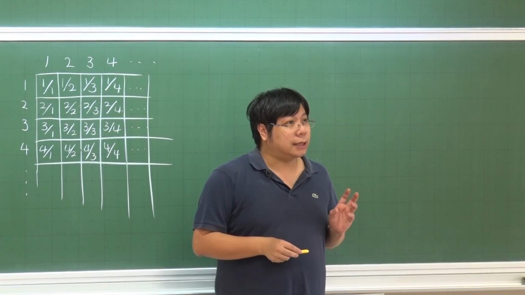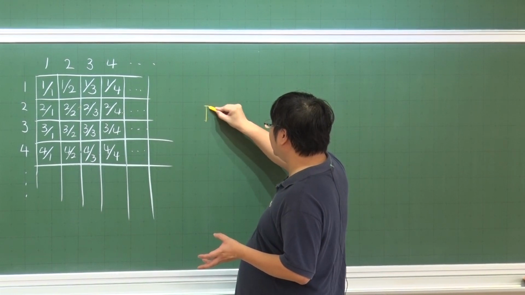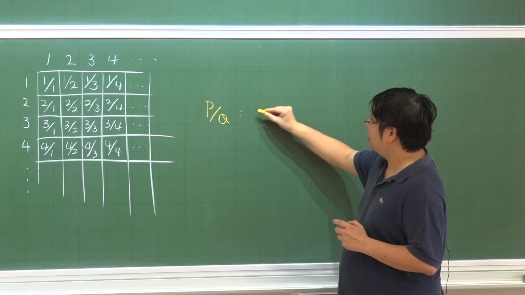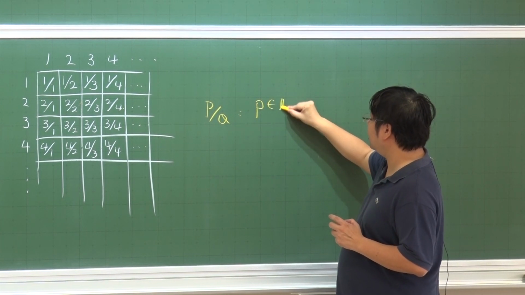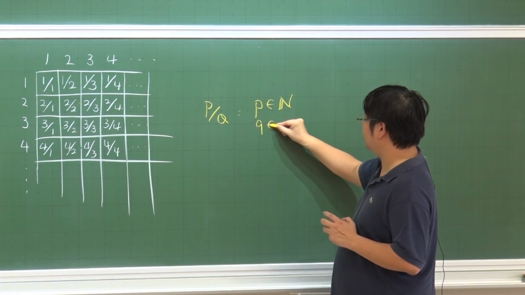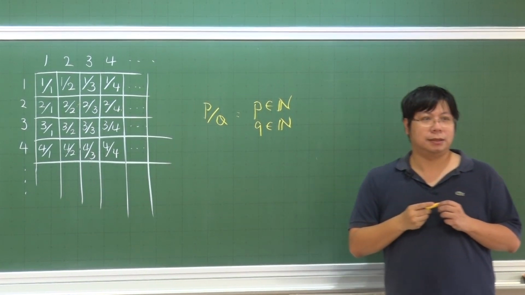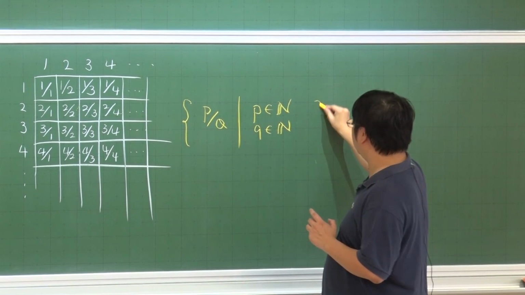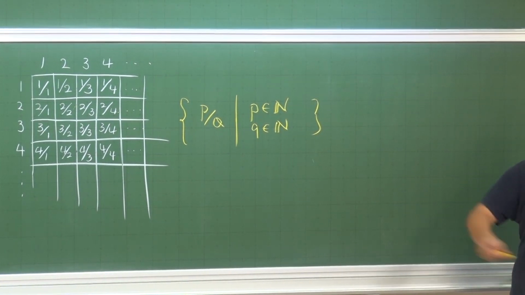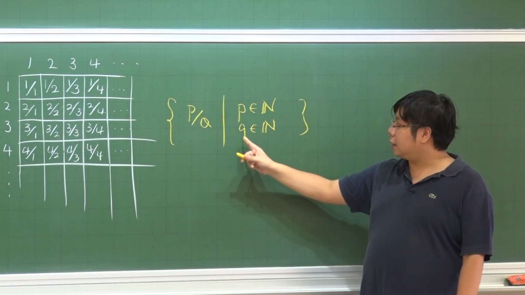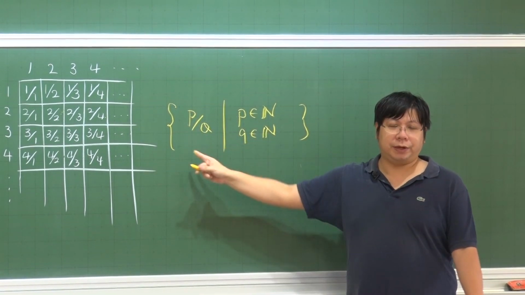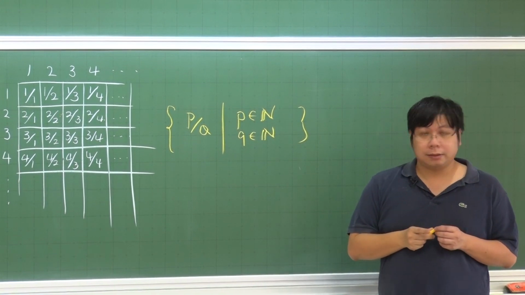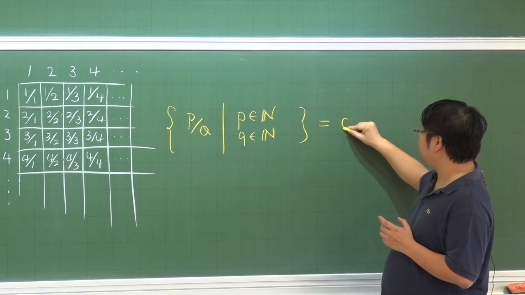I'm going to say that this symbol has the form P over Q, such that P is in N, and Q is also in N. So this is a set. I choose P in N, I choose Q in N, and I get the symbol P over Q. I want to show that this set is countable.